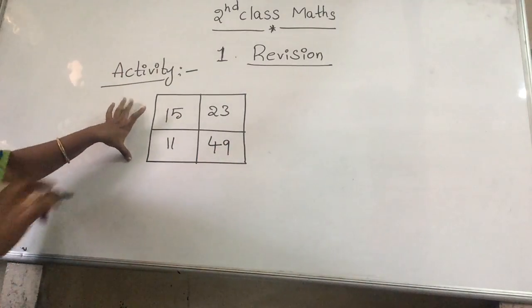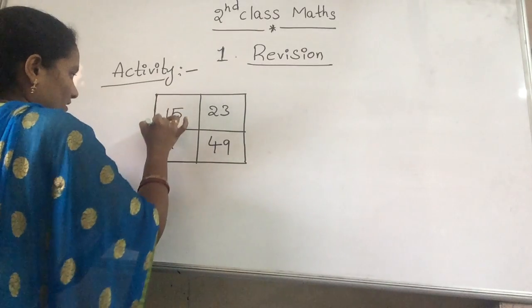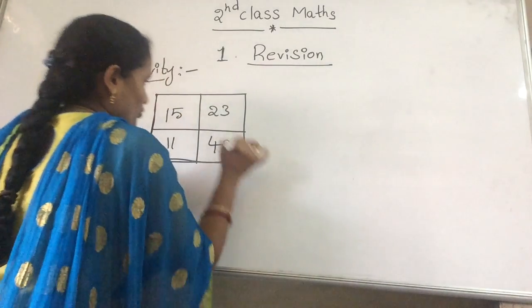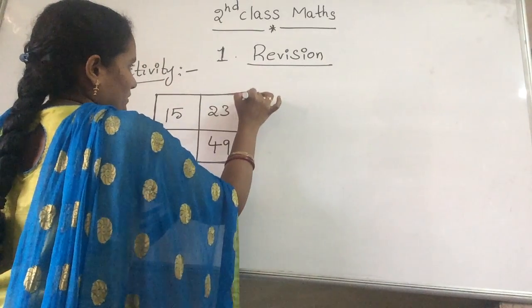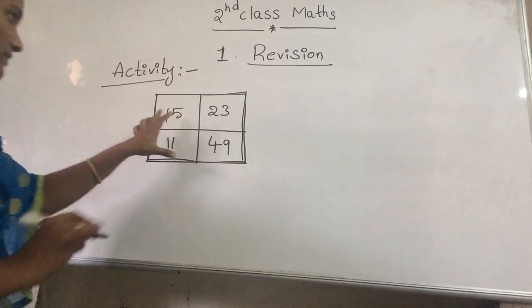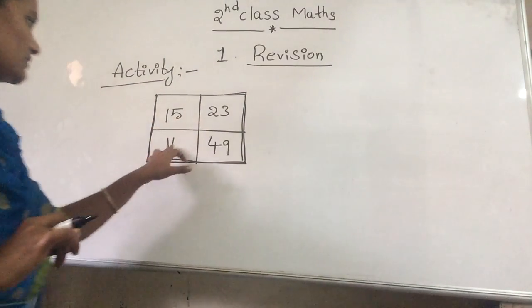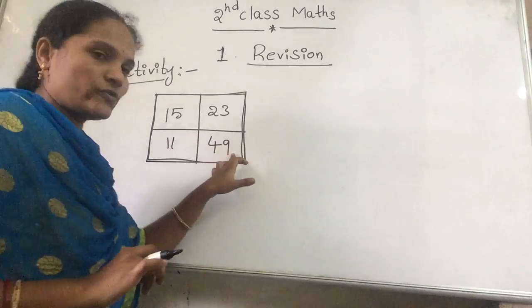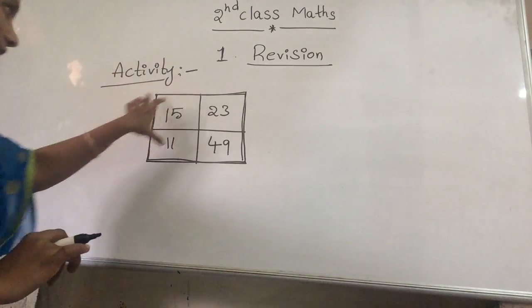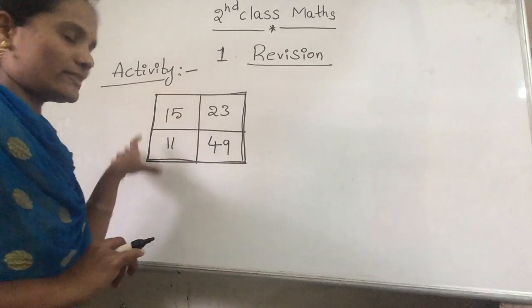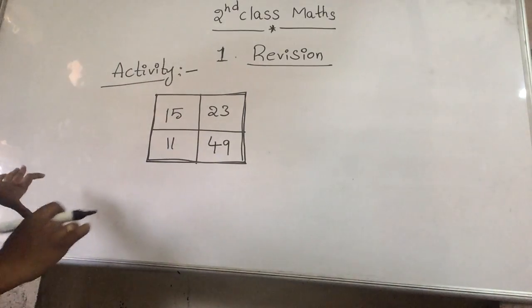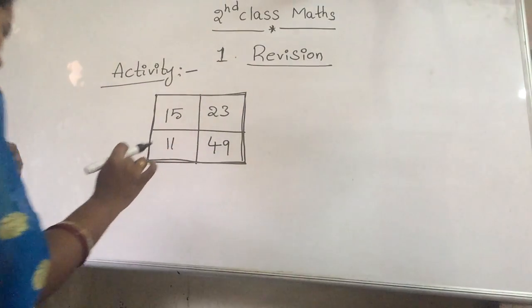Now children, tell me what is the shape? This is a square shape. Here are some numbers. What are the numbers? 15, 23, 11 and 49. Now tell me children, see here, what is the small number? 11 is the small number.